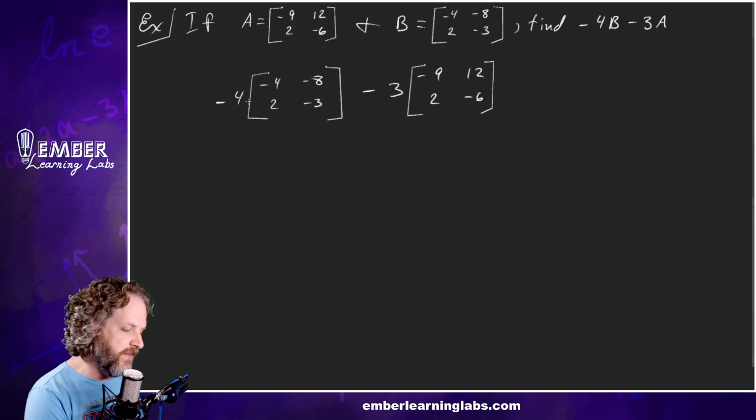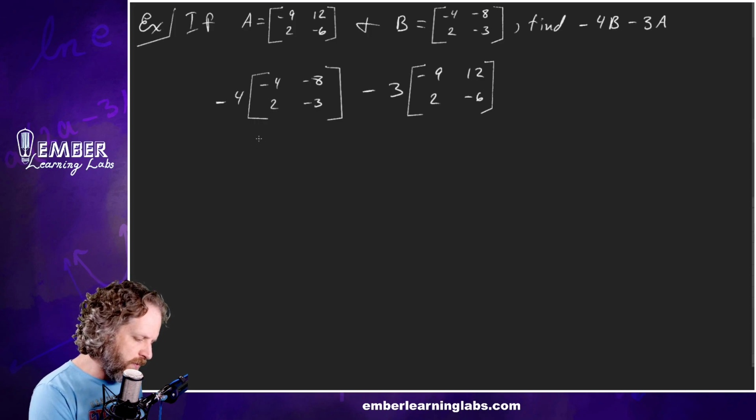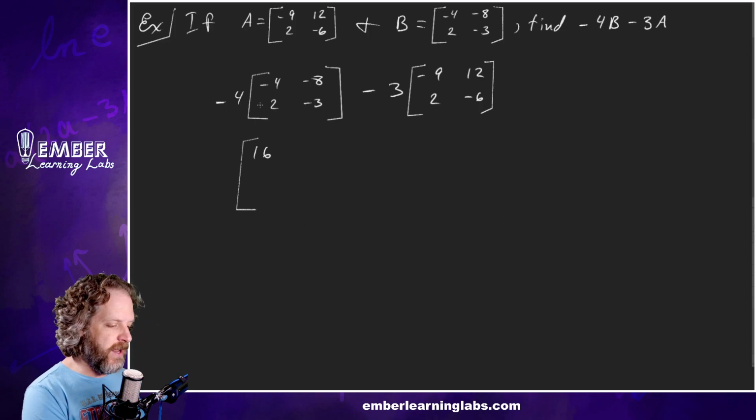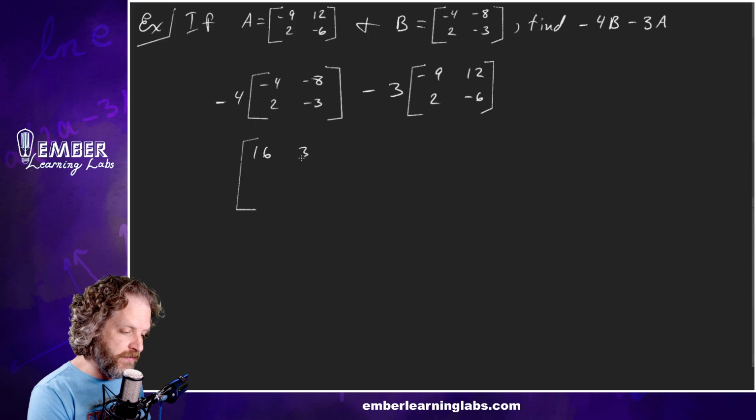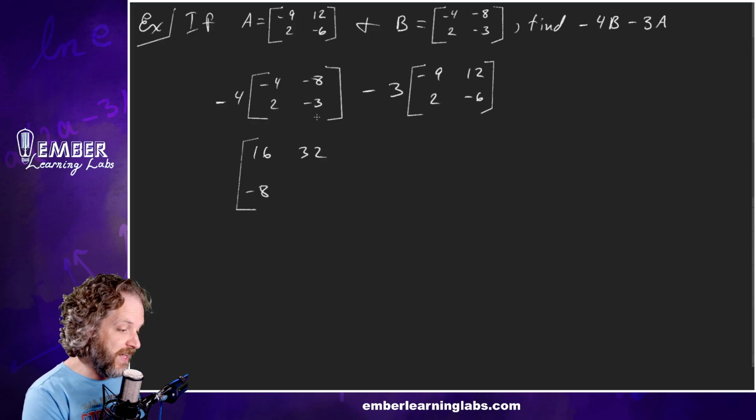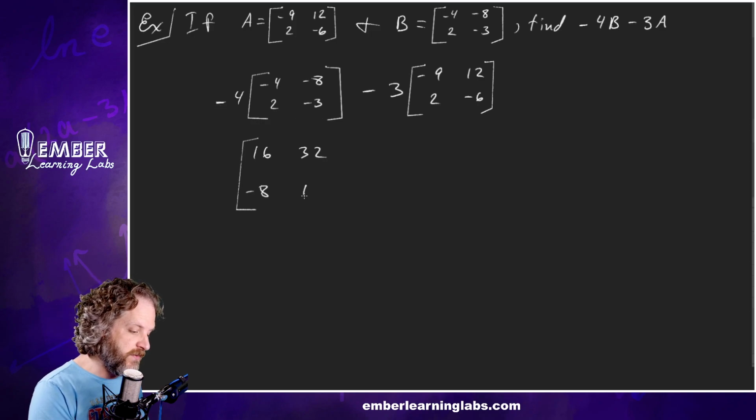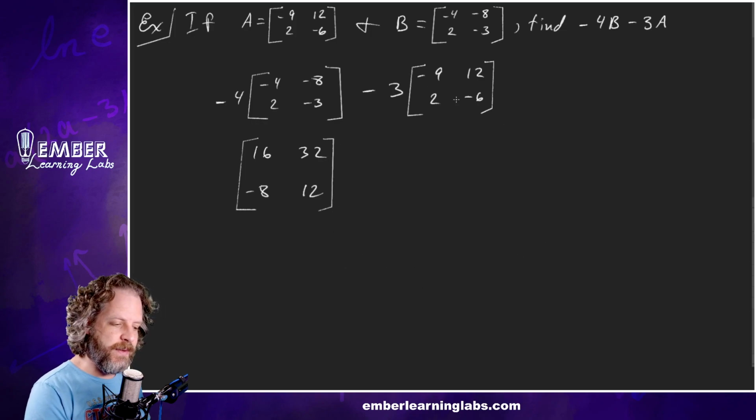So that's easy peasy. Negative 4 times negative 4 is positive 16. Negative 4 times negative 8 is positive 32. Negative 4 times 2 is negative 8. Negative 4 times negative 3 is positive 12. Same thing here. We're going to bring down this, and we're going to write down plus, because I'm going to go ahead and distribute that negative in there.